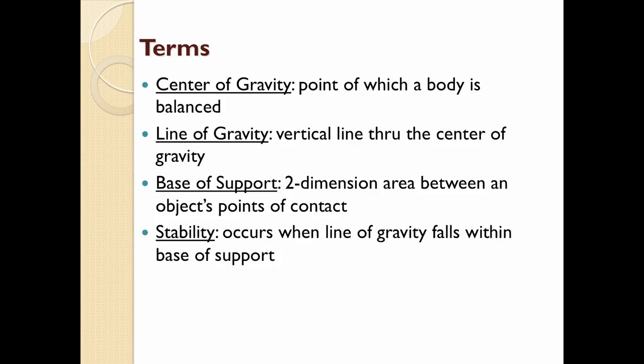So let's talk about some terms here. We have center of gravity is the point at which a body is balanced. The line of gravity is a vertical line through the center of gravity. The base of support is a two-dimensional area between an object's points of contact. And lastly, stability, which occurs when a line of gravity falls within base of support. We'll look at some videos in lab that help us to see how the center of gravity will change the line of gravity, which then will impact our base of support and our stability.